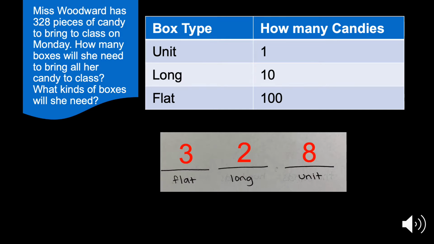Does your diagram look like this? Good job! What does this mean? Pause the video and use base 10 blocks to show how many boxes we need for all this candy. Then, hit play when you're ready to move on to the next slide, and we will do this all together.